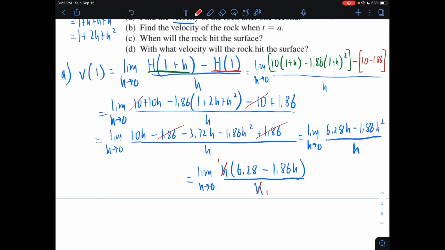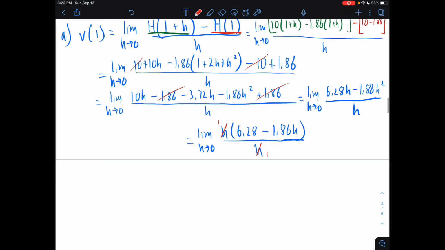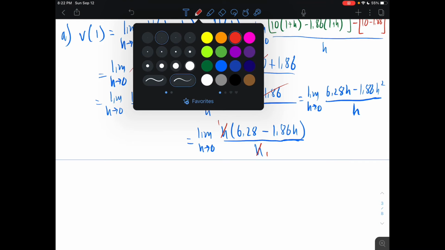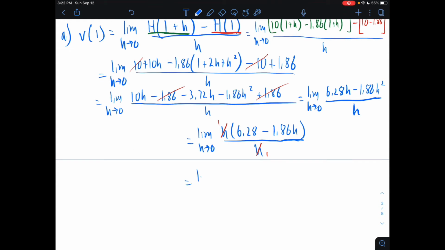The limit as h approaches 0 of 6.28 minus 1.86h. Which means I can plug in 0 because that's just a polynomial, and I can use direct substitution, and I get 6.28 minus 1.86 times 0, which is 6.28.